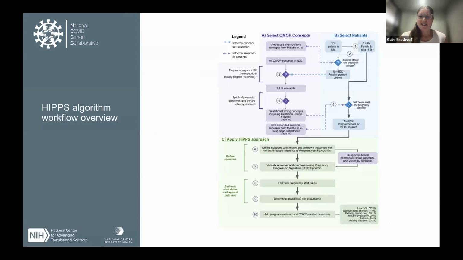So to address this, we came up with, as I said, the HIPS algorithm. It's a composite algorithm composed of three sub-algorithms. The first two were inferring pregnancy episodes, and the third sub-algorithm defines precise pregnancy start dates. And overall, there were about 10 steps, and I'm going to break down the main steps of this composite algorithm in the next few slides.